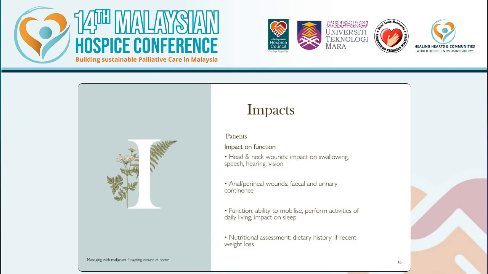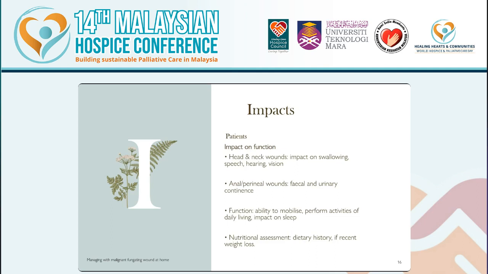That's the reason why I say it's important to know the location of the wound, because it will have an impact on the patient's functions. Like Mr. A, the wound is over the neck region. He may already have problems in swallowing, speaking, hearing, and seeing. And like the patient who has a perineum fungating wound, he may have problems in passing motions and urine.